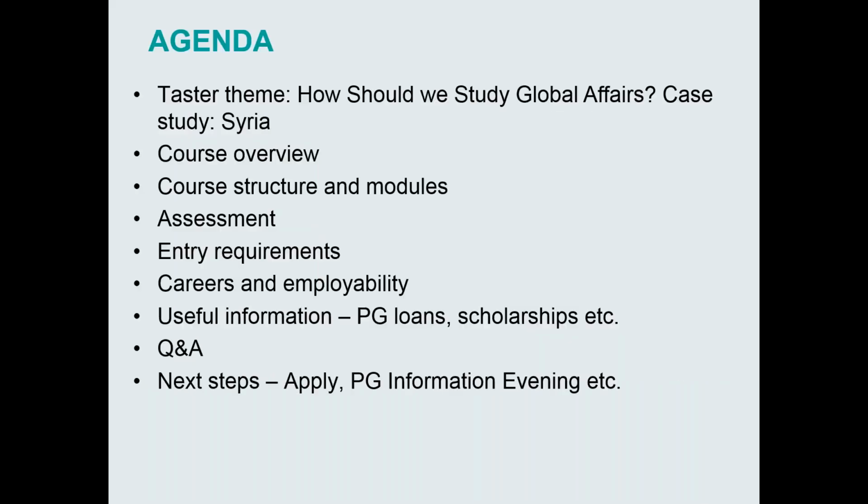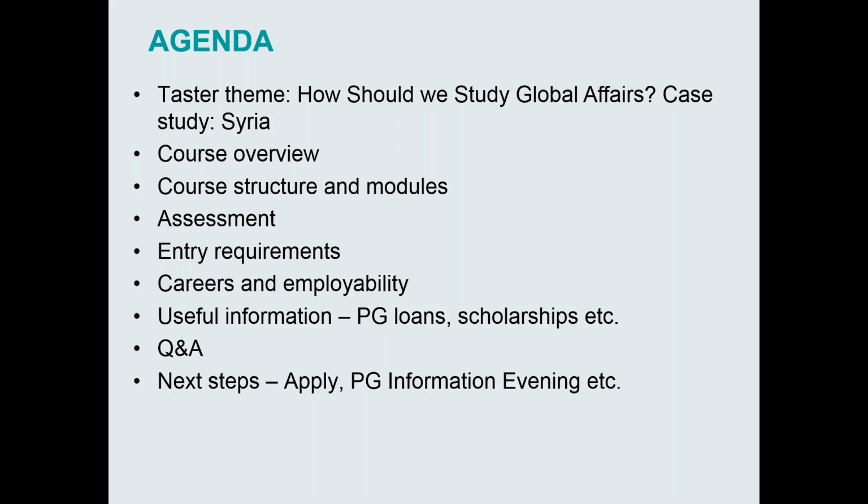So what we're going to be looking at today, as you can see from the agenda, starts off with this question of how should we study global affairs, looking specifically at this case study of Syria. And then I'll go into some more details about the course itself in terms of an overview of the different courses we offer, the structure, the kind of modules that you can take here, the assessment methods, and then the entry requirements, and of course, importantly, issues regarding careers and employability, and the loans and scholarships that we offer as well. As my colleague stated, there is an opportunity for you to ask questions towards the end, so I hope to hear from you regarding those.